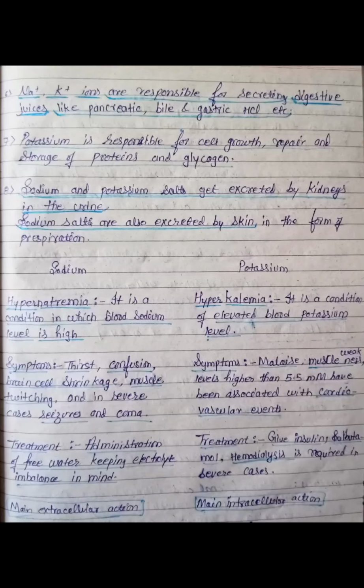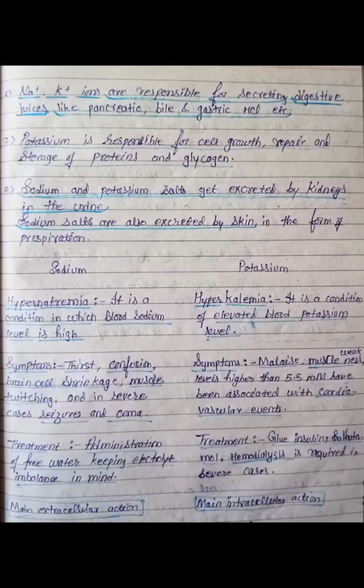Symptoms of sodium hypernatremia are thirst, confusion, brain cell shrinkage, muscle twitching, and in severe cases seizures and coma. Treatment is administration of free water, keeping electrolyte imbalance in mind. Sodium is the main extracellular cation.